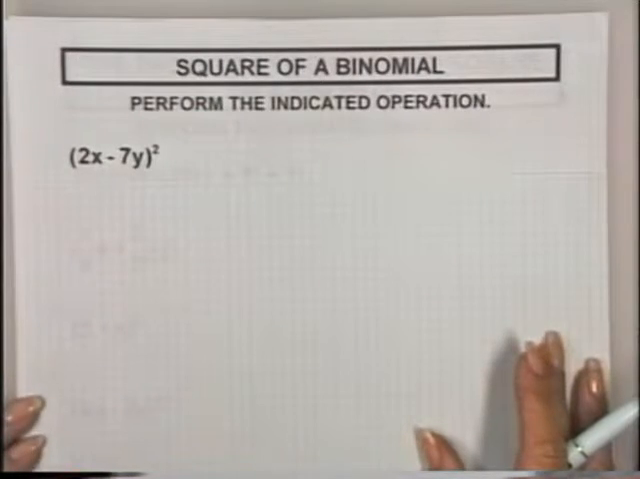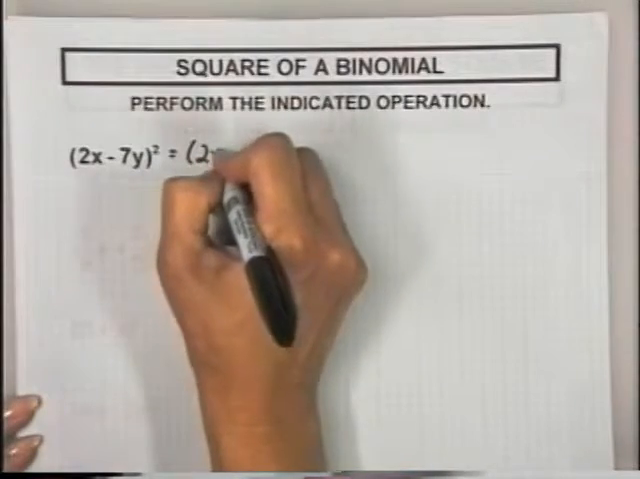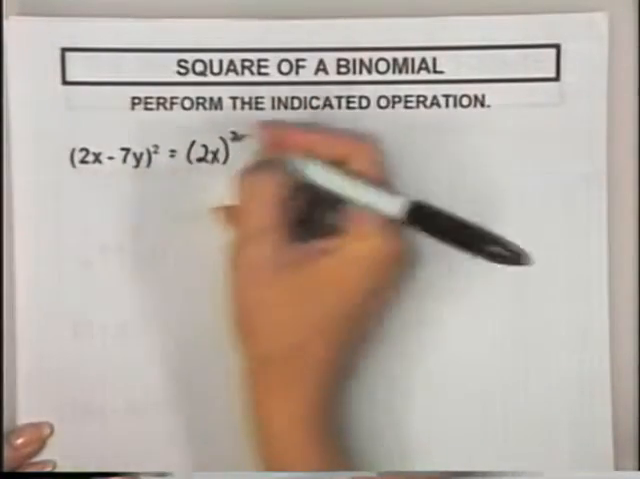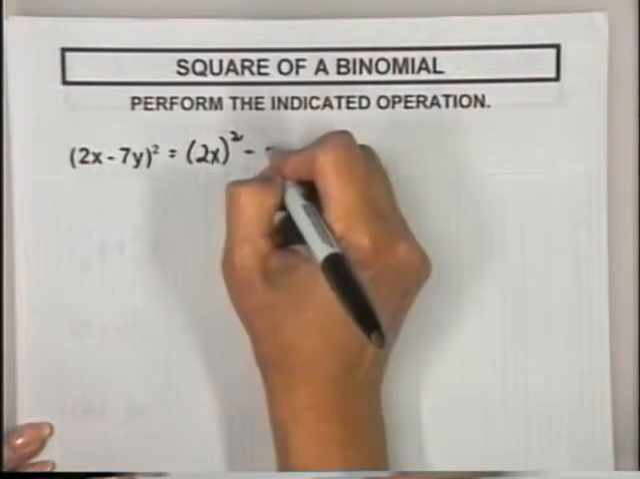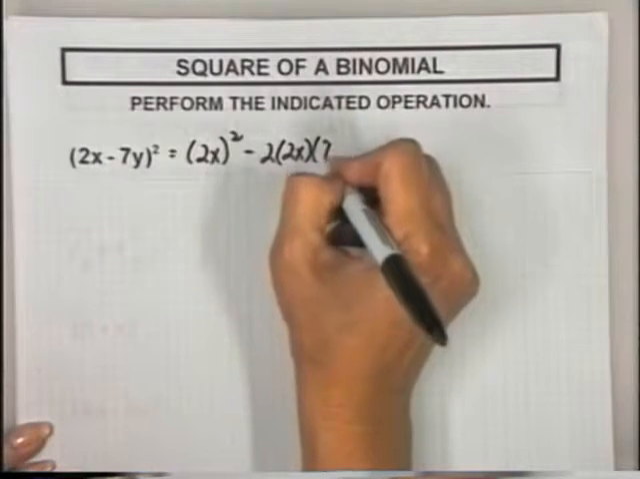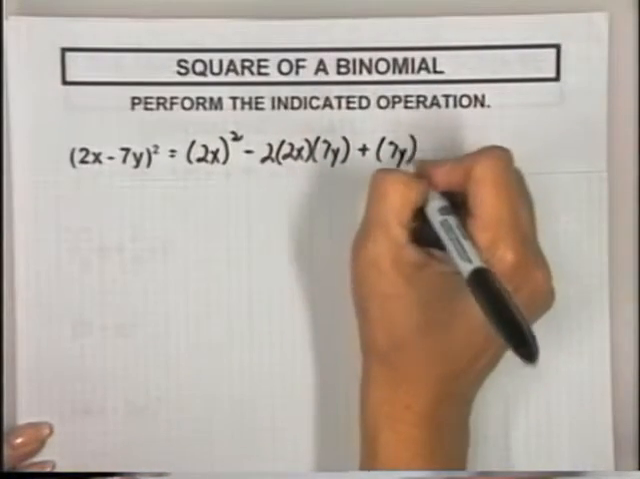For this problem, we are squaring a binomial. Let's square the first term. We will have 2x squared. For the middle term, a positive times a negative will give us a negative. We will say 2 times the first term, which is 2x, times the 7y. And last, we will square the 7y.